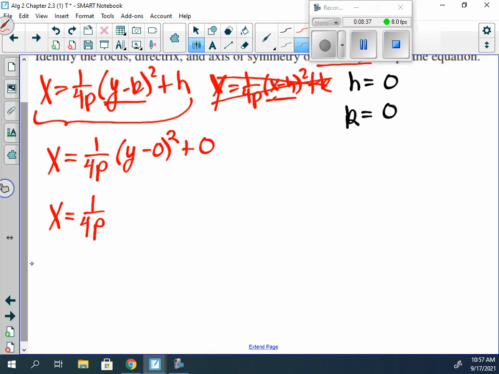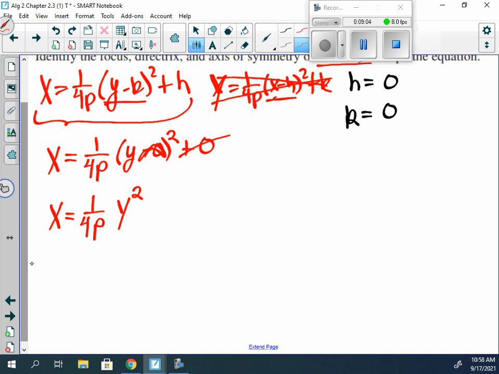And what is happening to this y without that? Being squared, yes? Because what are we left with? Just y plus 0. Well, that's just gone, isn't it? Because adding 0 doesn't change anything. So we're really just left with x is equal to 1 over 4p times y squared, yes?